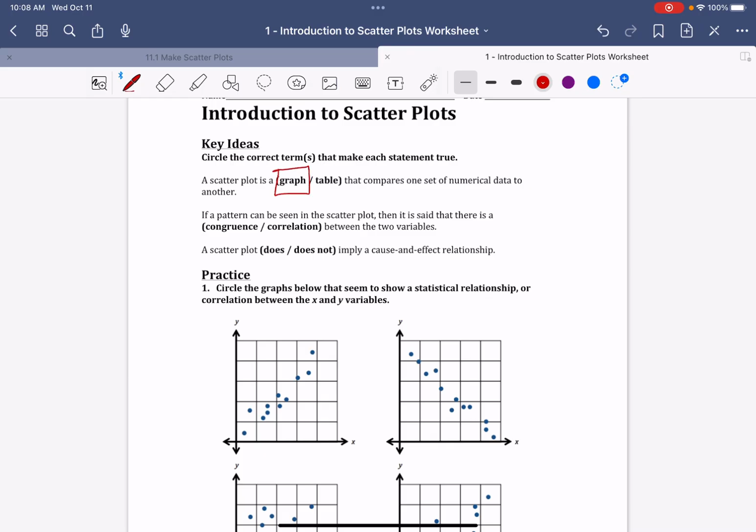The second one says if a pattern can be seen in the scatter plot, then it is said that there is a correlation between the two variables. So we call that a correlation. If you can see a pattern, then that's a correlation. And then a scatter plot does or does not imply a cause and effect relationship. And scatter plots do not imply a cause and effect relationship.